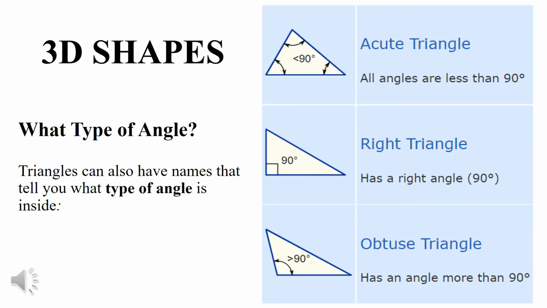What type of angle? Triangles can also have names that tell you what type of angle is inside. Acute triangle: all angles are less than 90 degrees. Right triangle: has a right angle, 90 degrees. Obtuse triangle: has an angle more than 90 degrees.